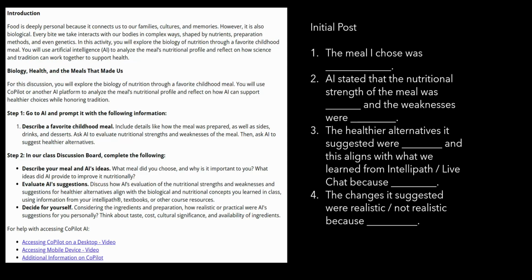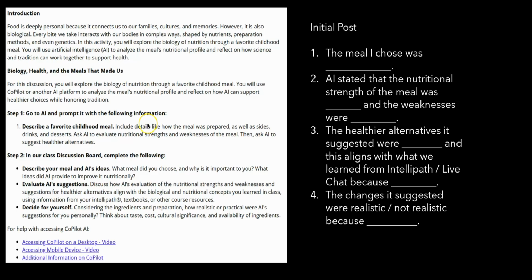So the first thing is you're going to use either Copilot, which is the AI generator on Windows computers or Windows phones, or you can use another AI platform like ChatGPT, whatever you have access to. If you need help accessing that, there are videos down here that show you how to do this on a desktop and then on a mobile device.